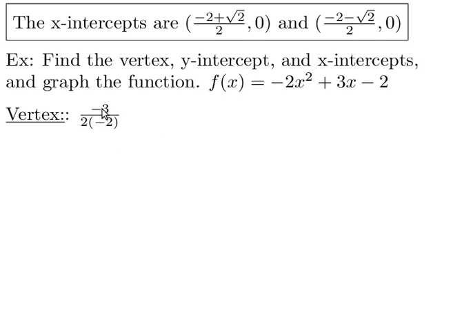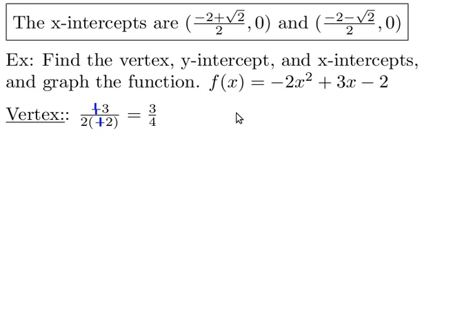So negative b over 2a. We're going to have a minus over a minus, so those minuses are going to become plus. And that is going to be equal to 3/4. So 3/4 is going to be the x-coordinate for the vertex. So let's go on to evaluating f of 3/4.